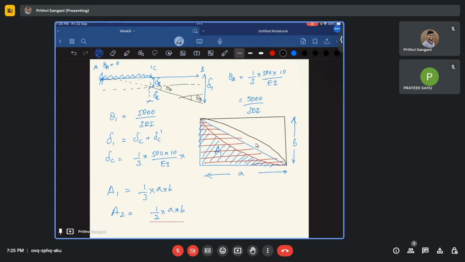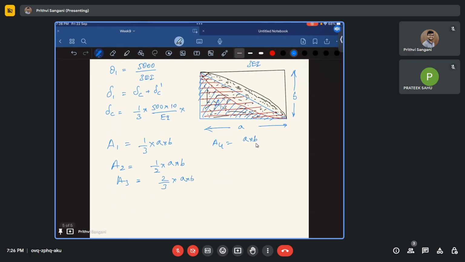Now what about area 3? So this is my area 3, which is in the black, this complete area. Area 3 is nothing but 2/3 of AB. And the rectangular area, I hope you know, A4 is nothing but A times B.